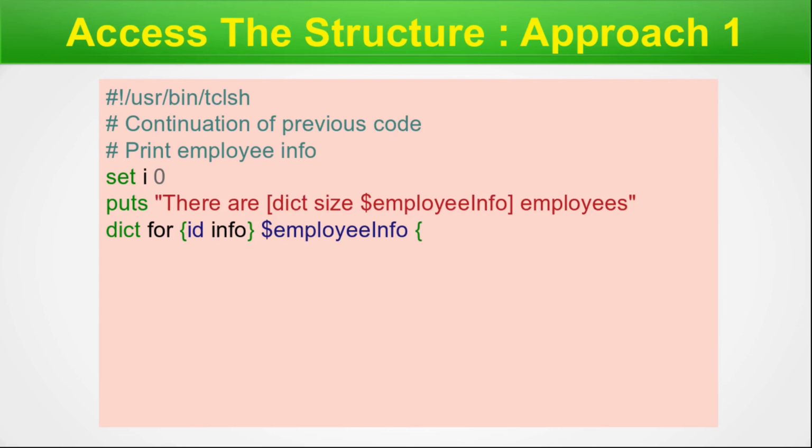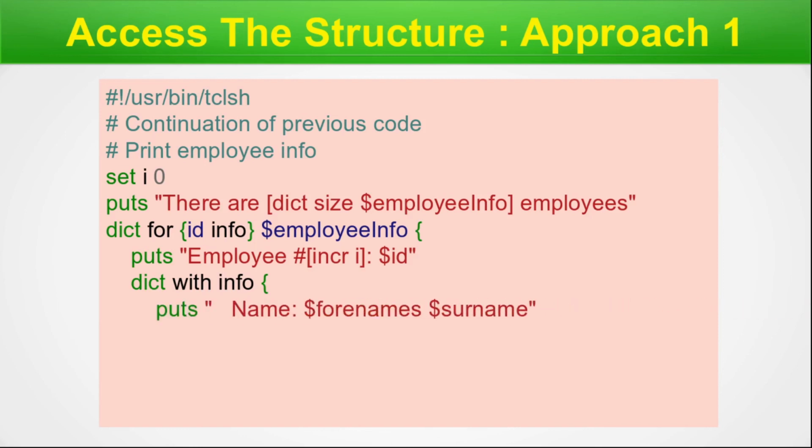We are using dict for, and then we go to the employee info, and here we use the puts command to print out the id. Then we are using dict with info, this particular procedure. Puts the forename and the surname. We are accessing dict with info for this particular employee id.